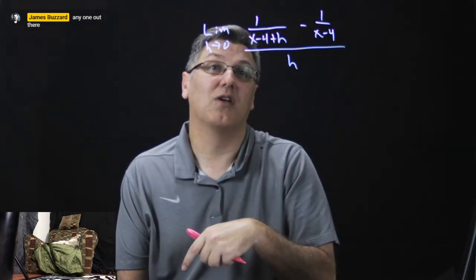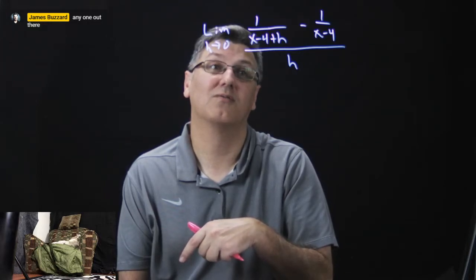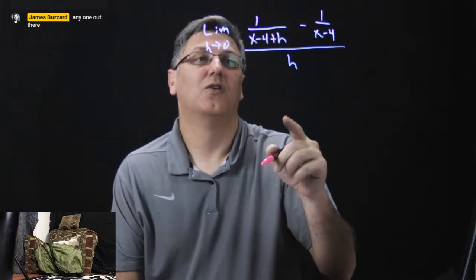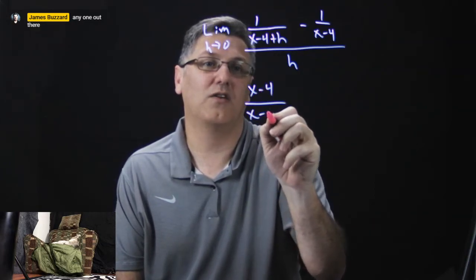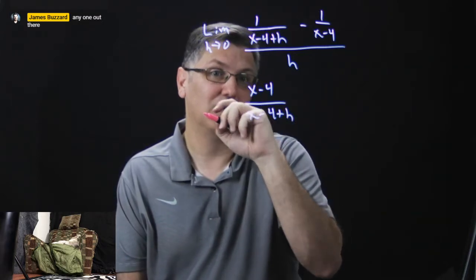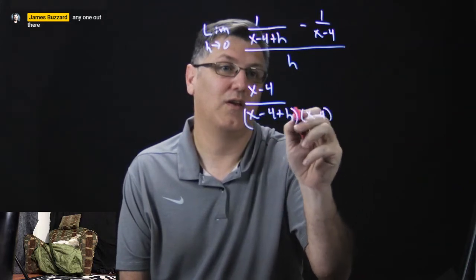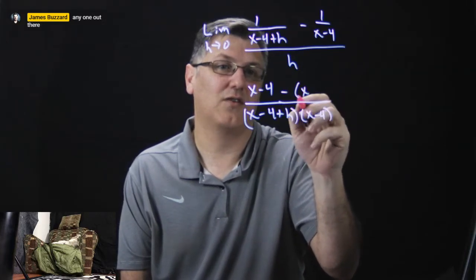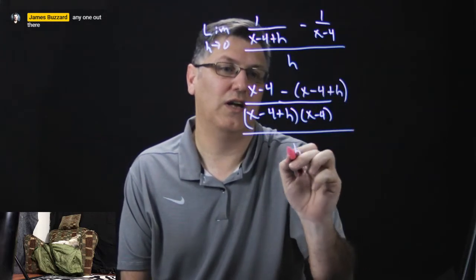Let's see, what do I want to do with that? Got to multiply it out. All right, here we go. So I'm going to have x minus 4 over x minus 4 plus h times x minus 4, because I have to multiply my denominators together. And this is going to be minus x minus 4 plus h, all over h.